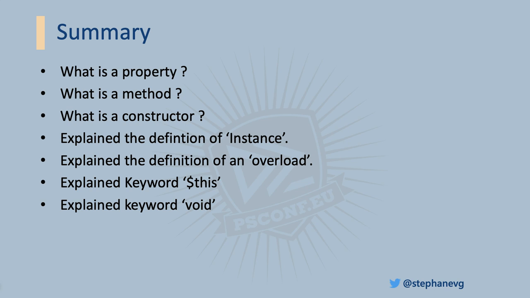We know that we don't need to add the return type of a constructor, but it is implicitly the type of the class. So in our example, it was computer. We explained the definition of what an instance is. We've explained the definition of an overload. We've talked about the keyword this, which points to the data located in the current instance of that class, so computer 1 or computer 2. So the reboots of computer 1 or the reboots of computer 2. And we've explained the key.